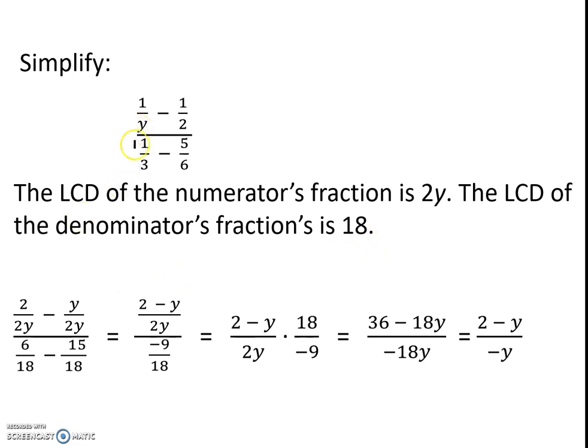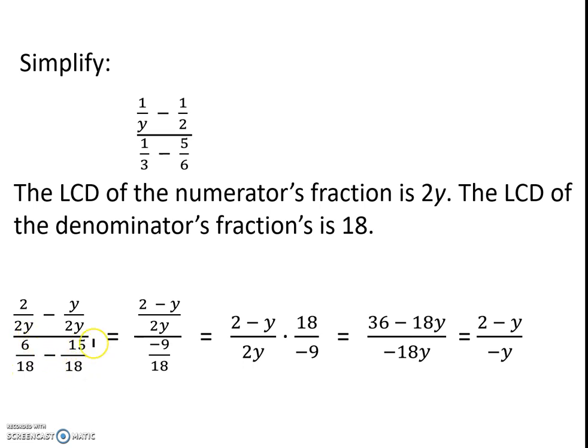So we find that 1 over y, when we write it with denominator 2y, is 2 over 2y. Changing the 1/2 to a 2y denominator, we find that that is y over 2y. Now that they're over the same denominator, we can simply subtract them, and we get 2 minus y over our 2y. Doing the same process for the denominator of our complex fraction, 1/3 equals 6/18, and 5/6 equals 15/18.